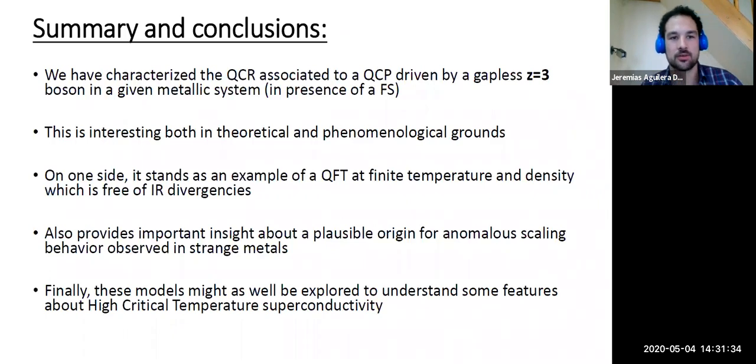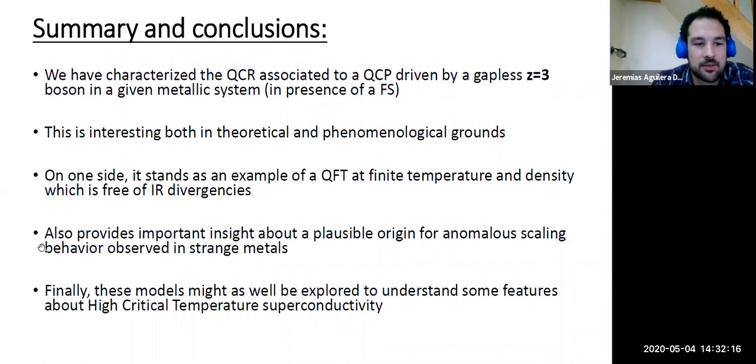Okay, so let's go to the summary and conclusions. We have characterized the quantum critical region associated with this critical point for a particular Z = 3 gapless boson in interaction with the Fermi surface in a metallic system. Hopefully I convinced you that this is interesting on both theoretical and phenomenological grounds. Theoretically, it stands as an example of a quantum field theory at finite temperature and finite density which is free of IR divergences, which doesn't happen as often as one would like.